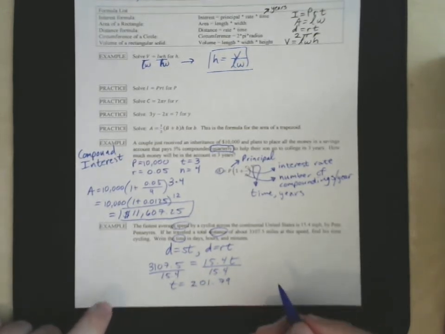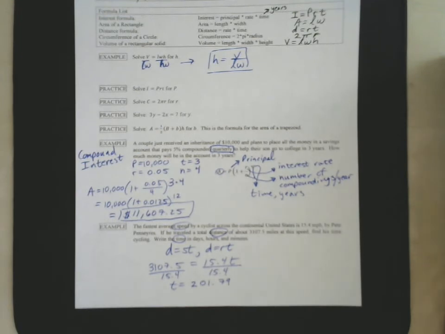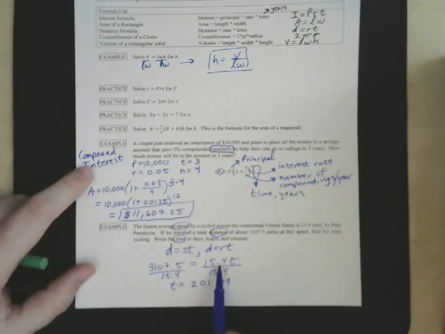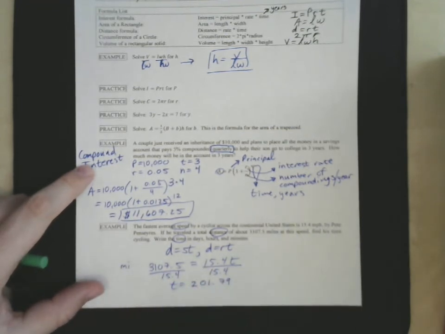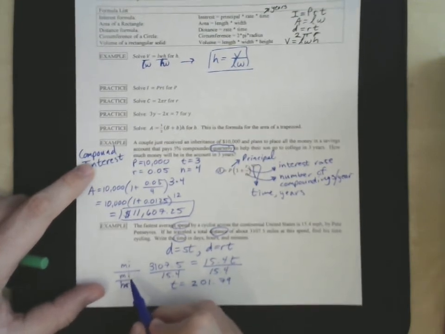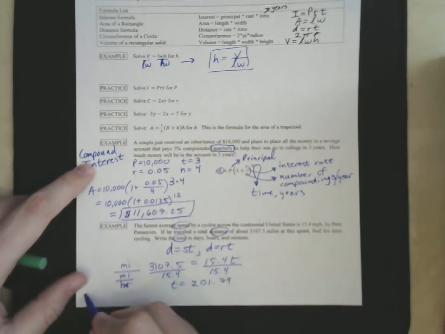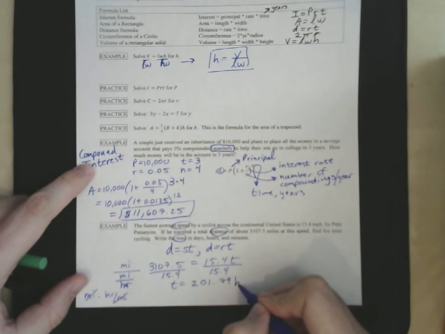201.79. Now we need to know, what is this T in? Well, we can think about what the units are for all these. So this is miles, 3,107.5 miles, divided by 15.4 miles per hour. Well, miles divided by miles per hour gets us miles times hour over miles, using our rules for fractions. Miles over miles cancels. And that means that this is in hours.